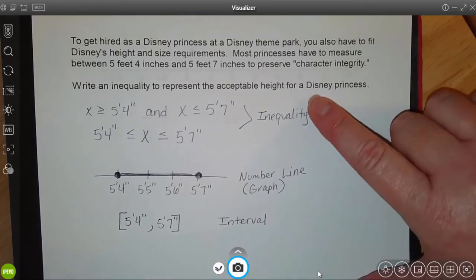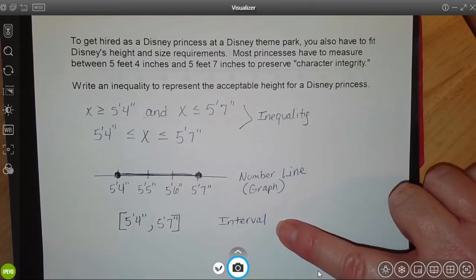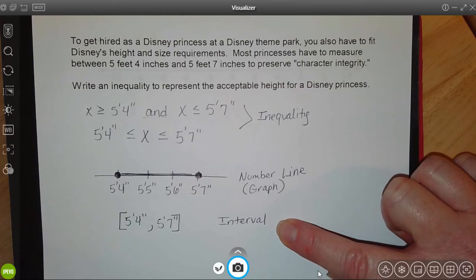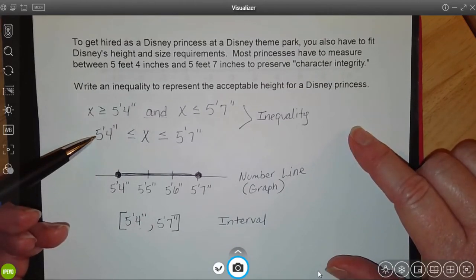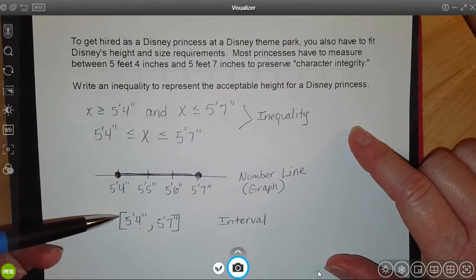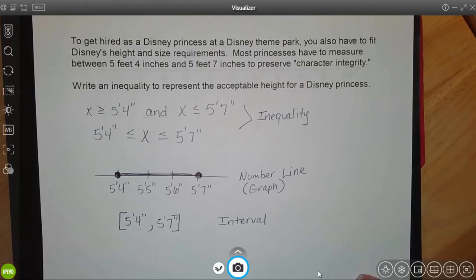So inequality notation, number line notation, and interval notation are the three ways that you need to be able to show your answer, because when you take your test, you may have 4 choices that are intervals. You may have 4 choices that are number lines. You may have 4 choices that are inequalities. So you need to know that these 3 are connected.